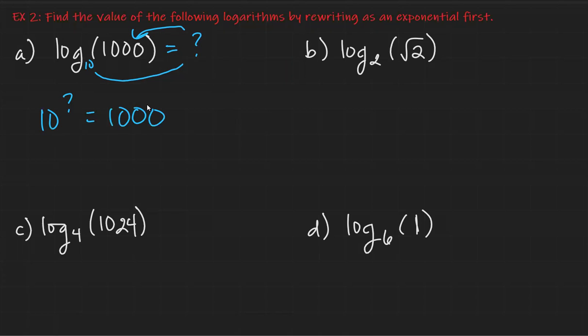That's the question we asked ourselves above with the log base 3 of 9: 3 to what power gives me 9? That was 2. 10 to what power is 1,000? Well, that question mark is 3. So the answer to this logarithm, the answer to log 1,000, is 3, because 10 to the third power is 1,000. Okay, that's our answer.